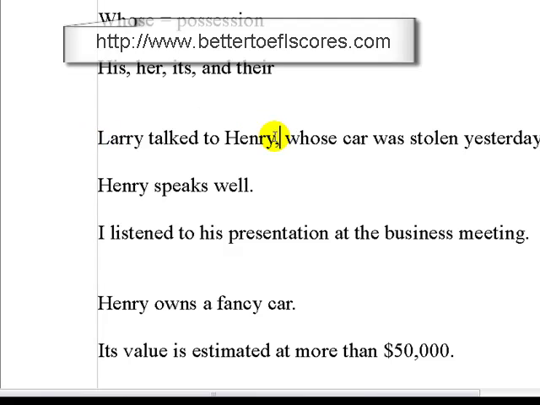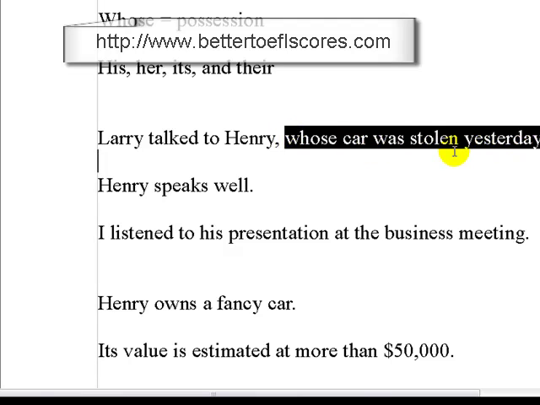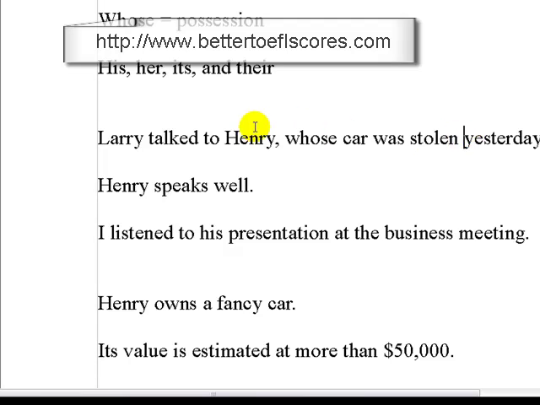Also, I'm going to throw a comma in here because Henry is the specific name of the person. Therefore, the adjective clause is considered non-restrictive in nature. In other words, it's not really necessary to identify Henry. We know who Henry is even without this information. Because the adjective clause is non-essential information, I'm using the comma. Now let's take a look at another one.